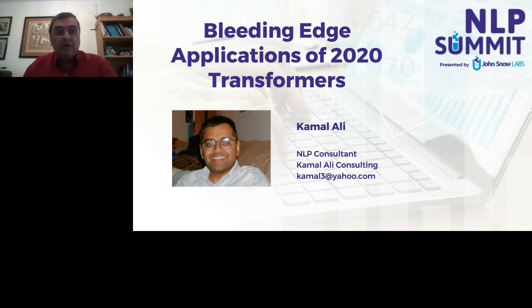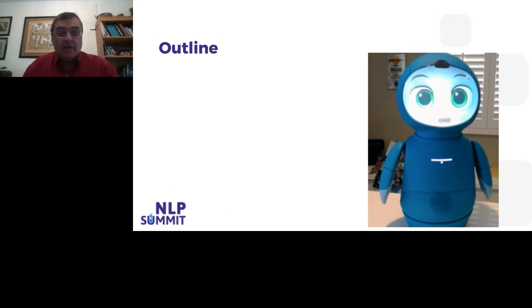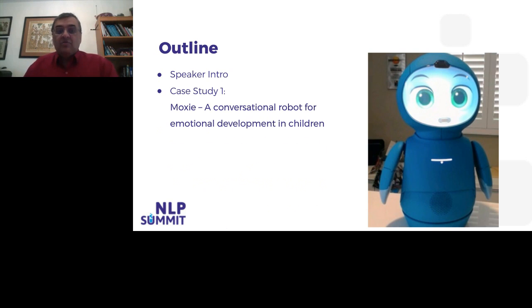So I'll start by just giving a brief introduction about myself. And then I'll talk about the first case study, which is Moxie, a conversational robot for emotional development in children. You can see Moxie on the right there. Moxie is much more than a natural language processing platform, actually. There's been quite a lot of work done in synchronizing its motions. It can rotate and move its hands to match what's going on, both to what it's saying and to what is being said to it.